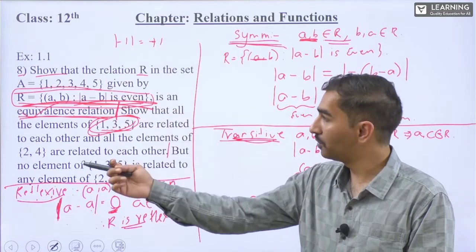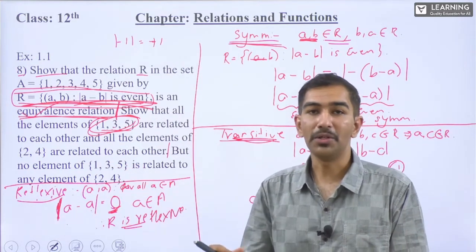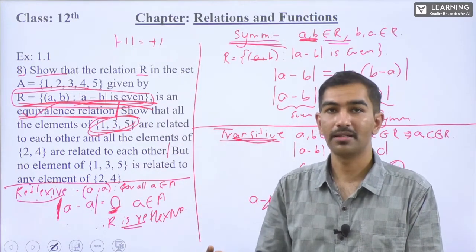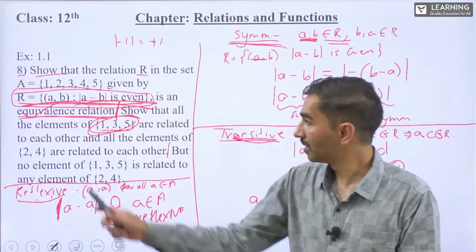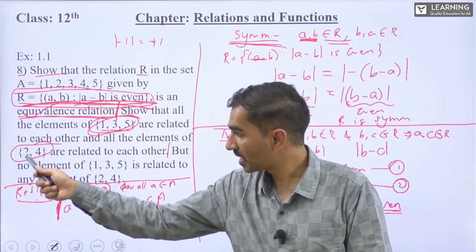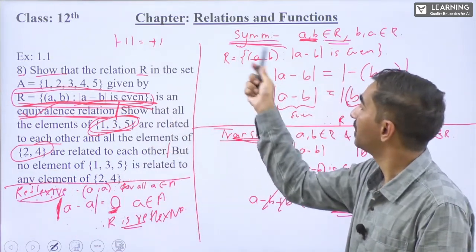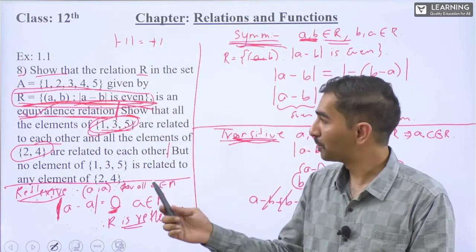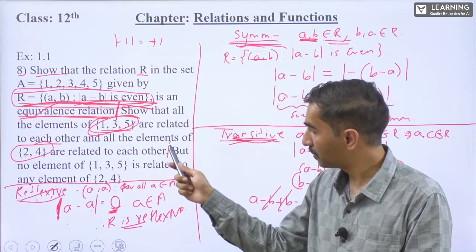Which means {1, 3, 5} satisfies reflexive, symmetric as well as transitive. Same thing for {2, 4} also. Subtraction between two even numbers, for example 4 minus 2, is always even, again 2. So {2, 4} also satisfies reflexive, symmetric as well as transitive. So this is the proof of the second part, whereas now coming to the last part.